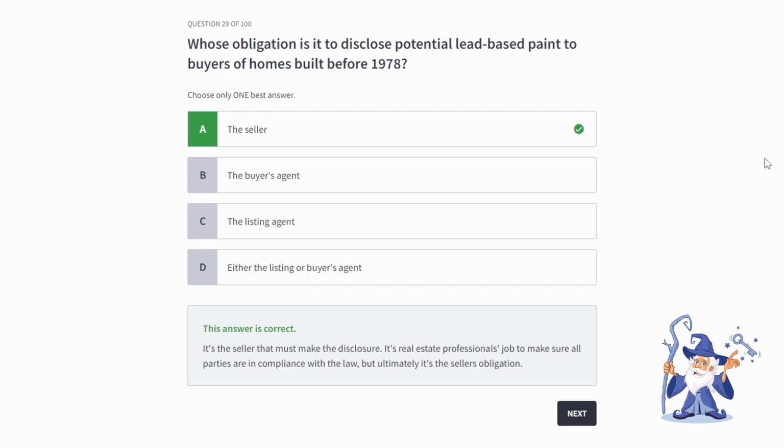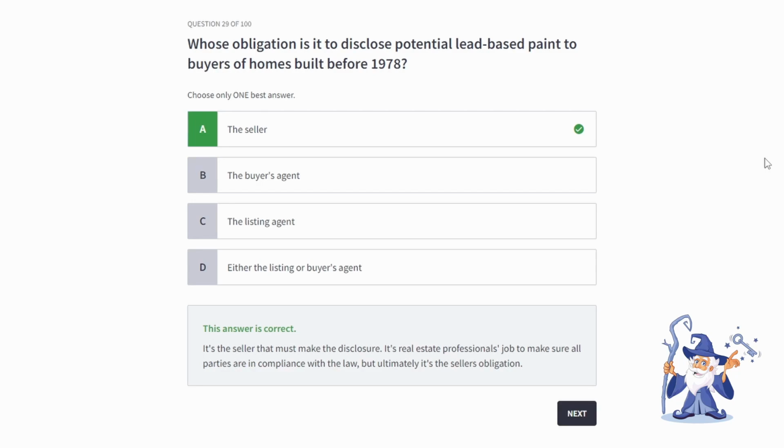Now, it's the real estate professional's job to make sure all parties are in compliance with the law, but ultimately, it's the seller's obligation. So again, it's one of those trick questions that if you're not familiar with your lead-based paint laws and disclosures, obviously, you're gonna get confused, because to the average eye, I think a lot of people would put, and maybe this is one of you guys right now, maybe you put, oh, well, clearly it would be the agent or the listing agent or buyer's agent, because that's our job. But again, remember, it's the real estate professional's job to make sure parties are compliant with the law, but ultimately it's the seller's obligation.